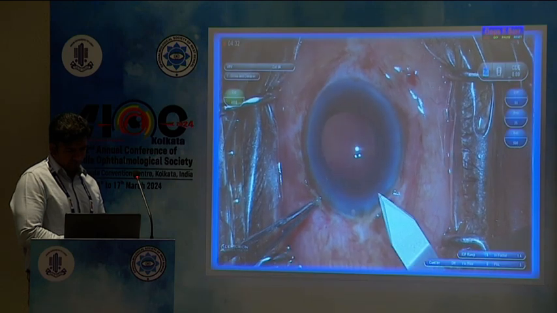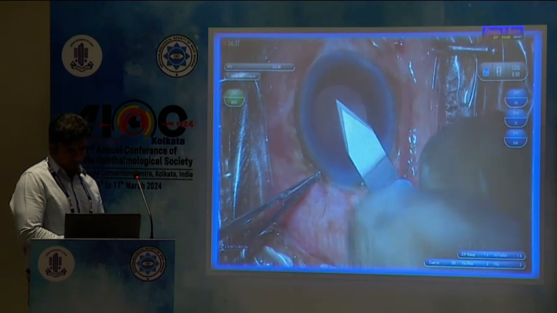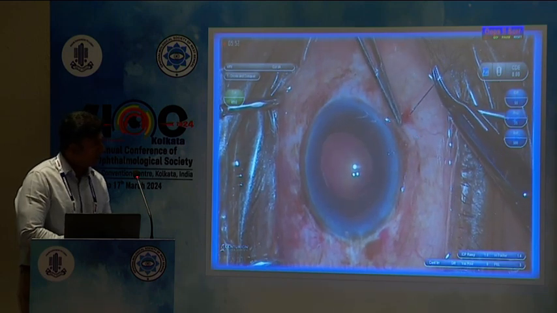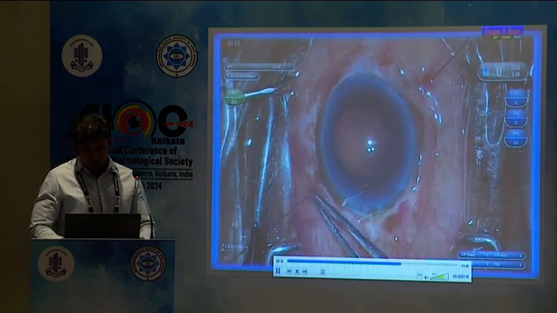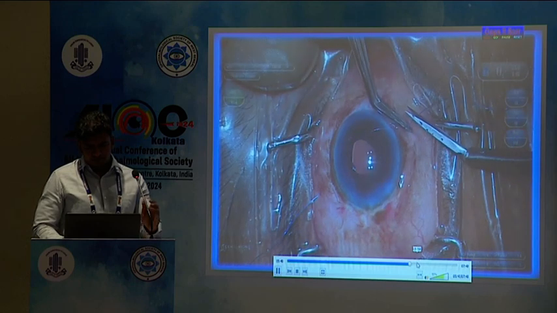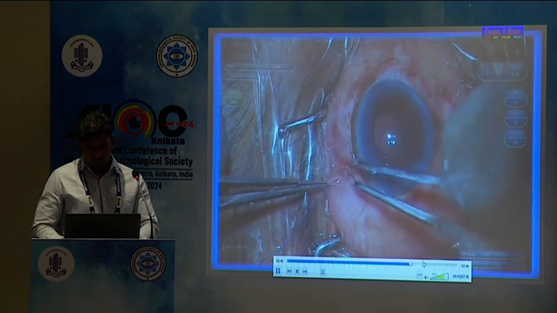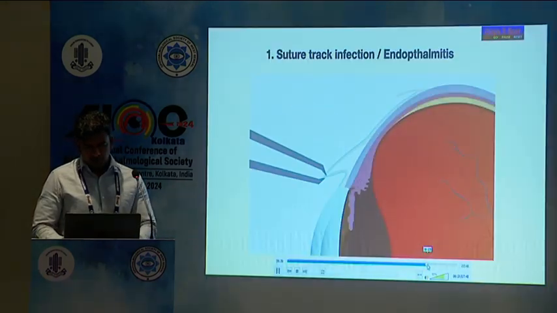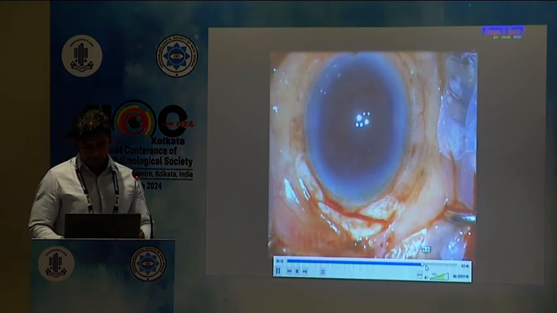The procedure can be performed with single-piece foldable IOLs as well, by creating 2 sclerotomies, 90 degrees away from the clear corneal incisions, pulled, trimmed, flanged, and buried to plug the sclerotomies.